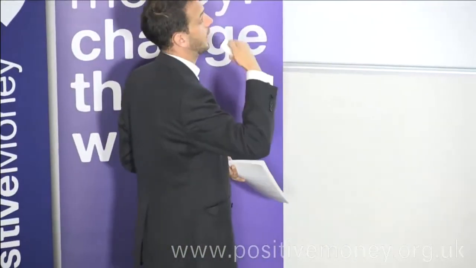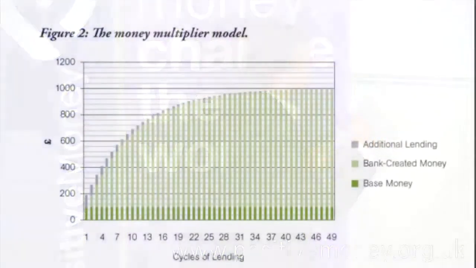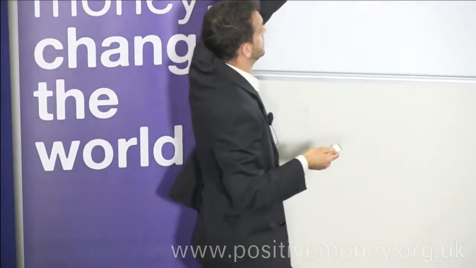So you start off with £100, which is deposited, and the bank can then use that to lend 90 with a 10% reserve ratio, holding on to 10, and so on, and it runs on through the economy. You end up with £900. Another way of presenting this is in this kind of way.